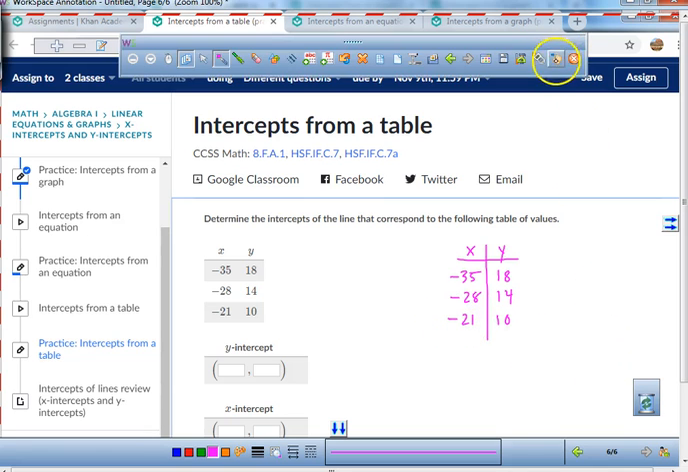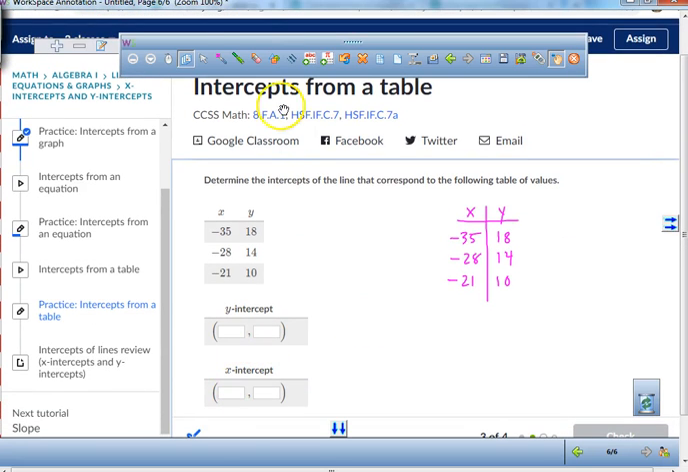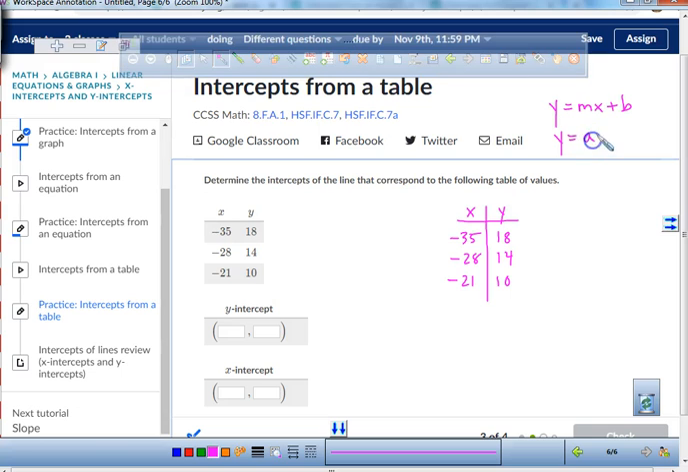Now we're going to be finding more than just our x-intercept and y-intercept. We're actually going to end up finding our equation in slope-intercept form using the graphing calculator, except the graphing calculator has it in ax plus b instead of mx plus b.